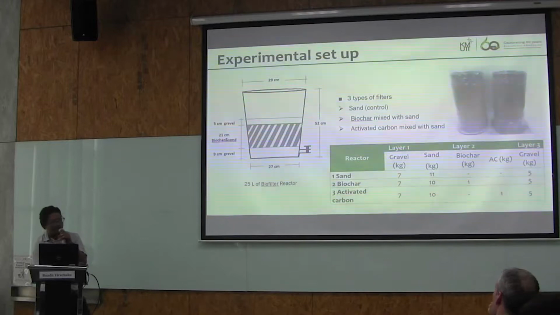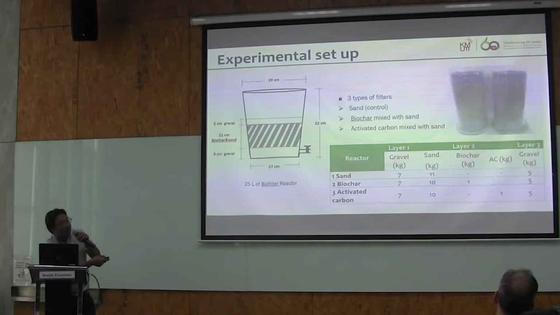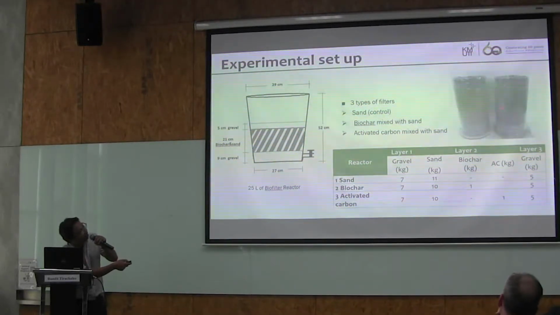Packing of this reactor is shown in this picture. The bottom layer is gravel, and the middle layer is the treatment, either only sand or sand mixed with biochar. And the top layer is gravel again.